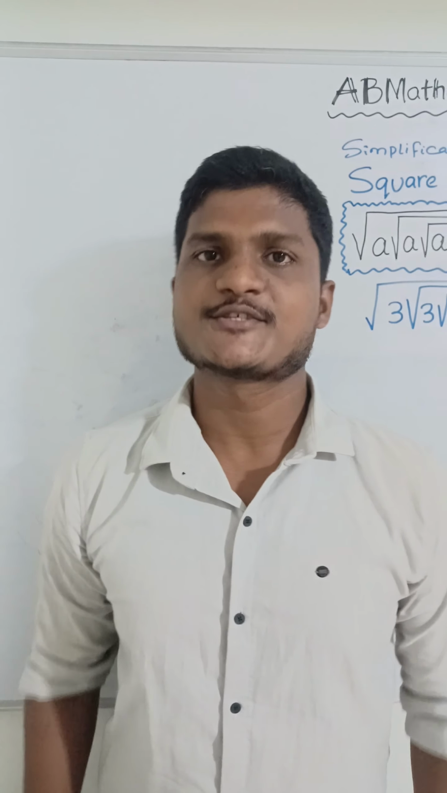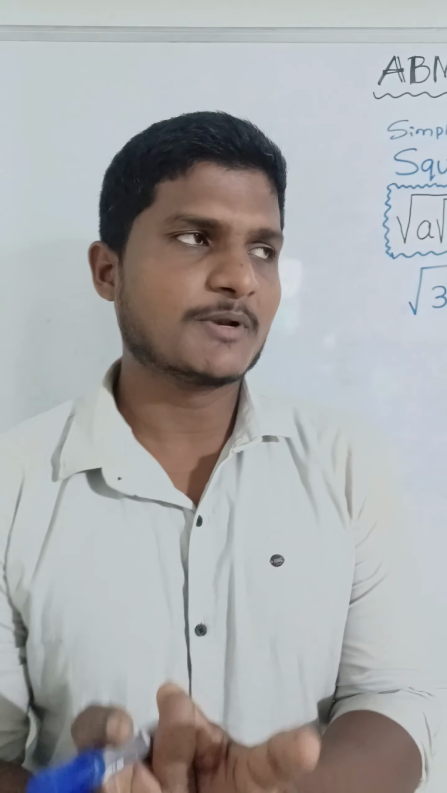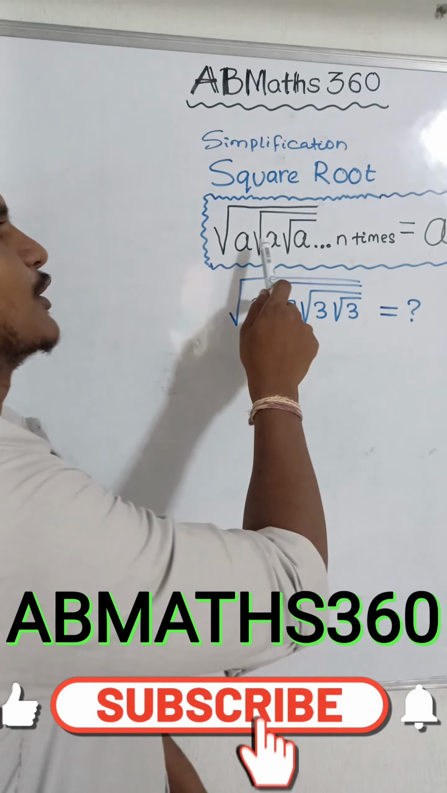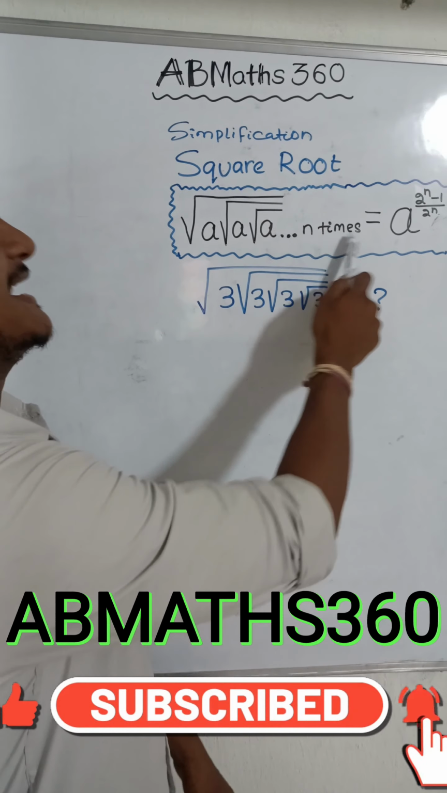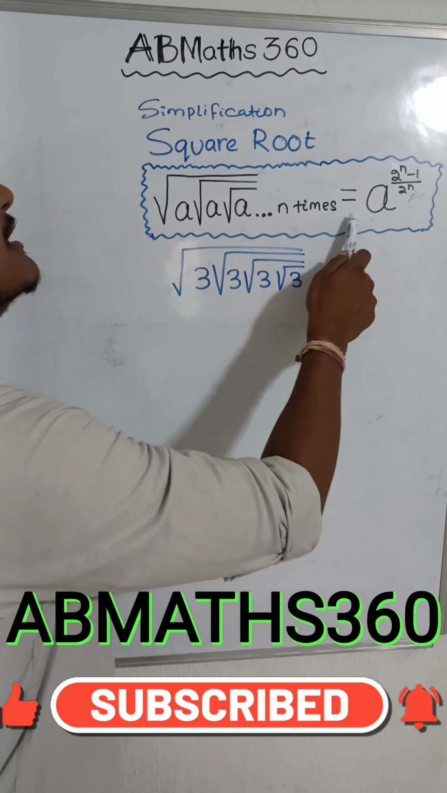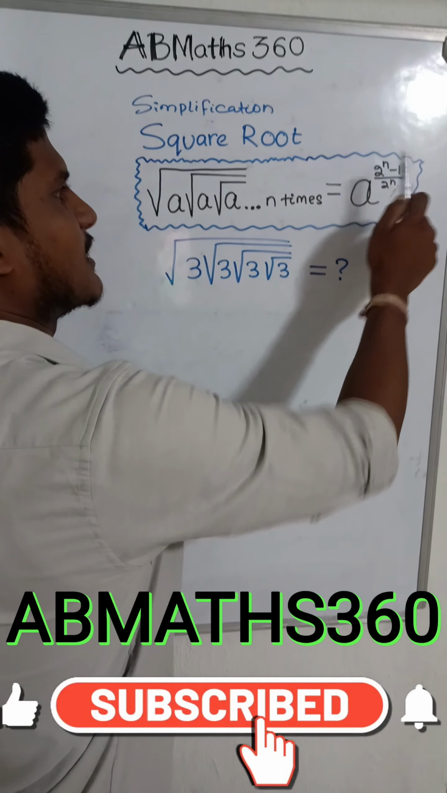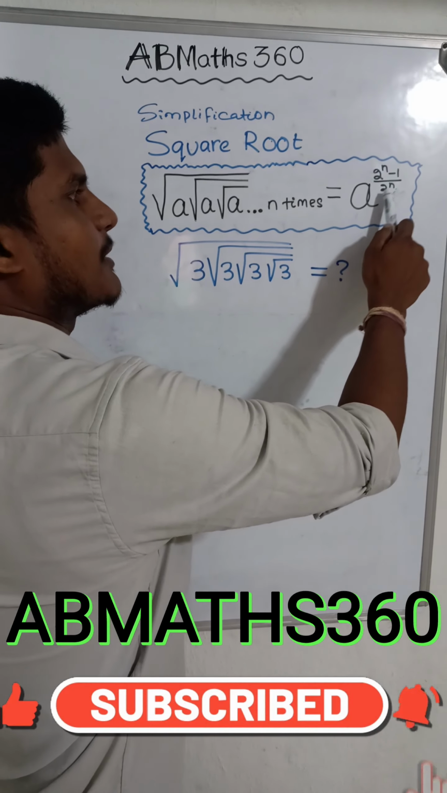Hi my dear students, today's topic is simplification of square root numbers. Look at here, root a up to n times. So what is the formula? A to the power 2 to the power n minus 1 and denominator 2 to the power n.